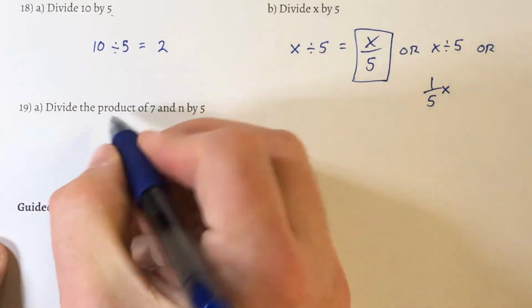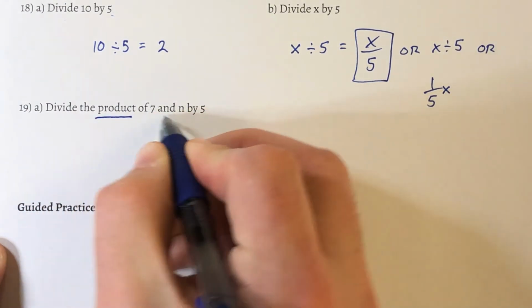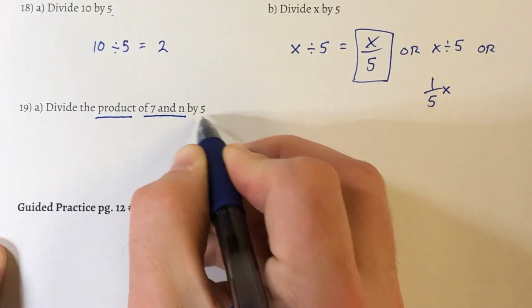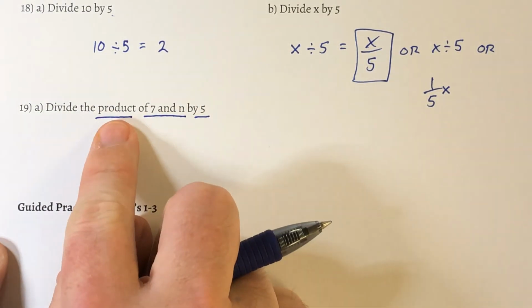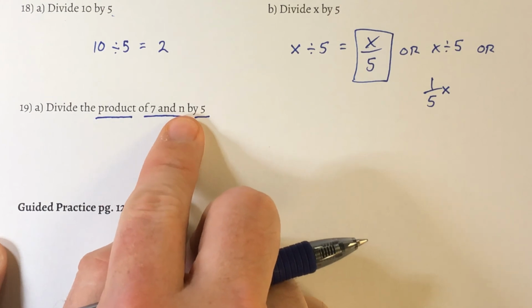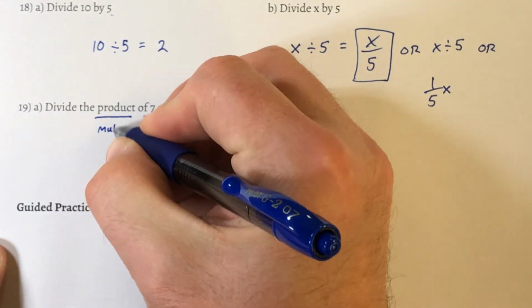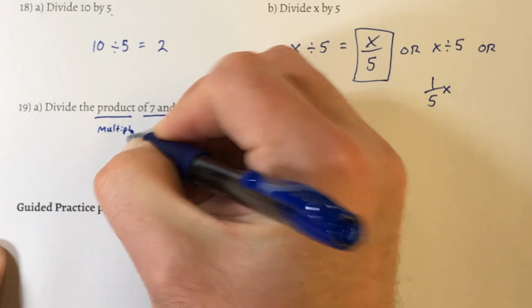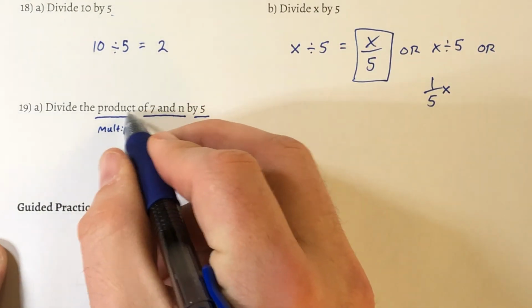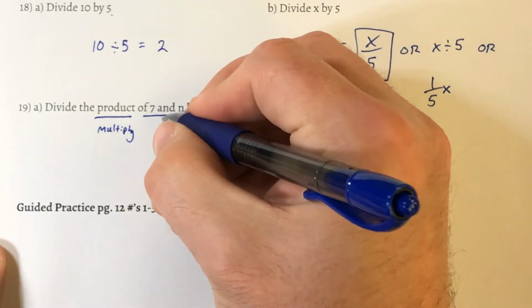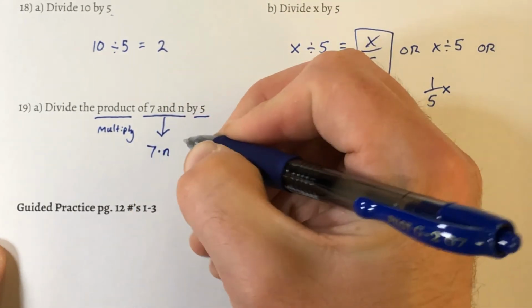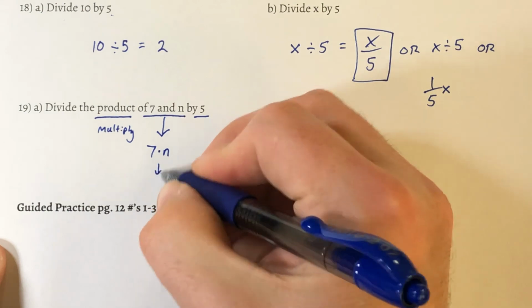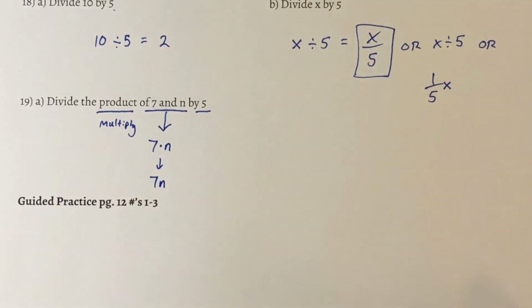Divide the product of 7 and n by 5. So there are two things to do. First, product of 7 and n. Product means multiply. What are we multiplying? It says product of 7 and n. So 7 times n, that's going to be 7n if I keep it simple and write the most preferred way.